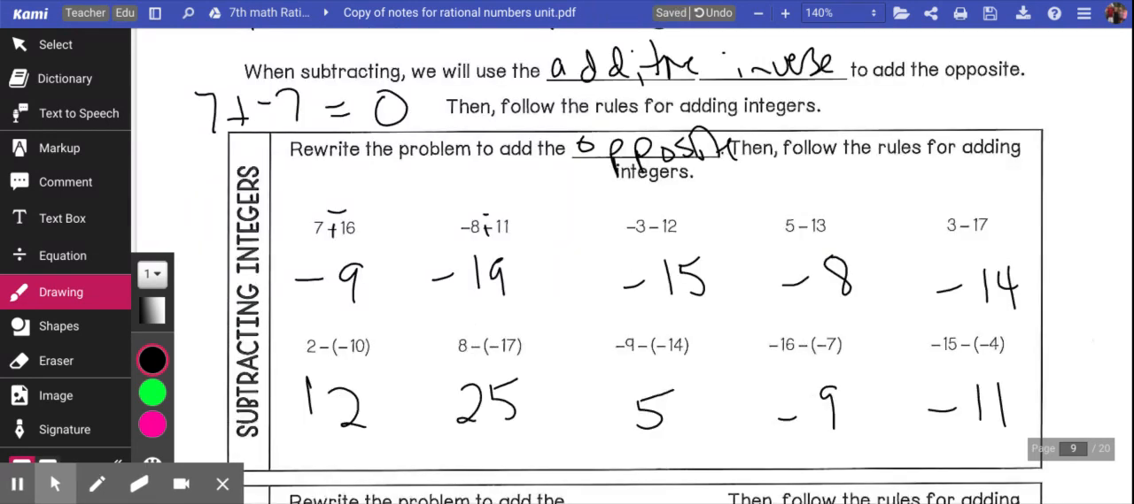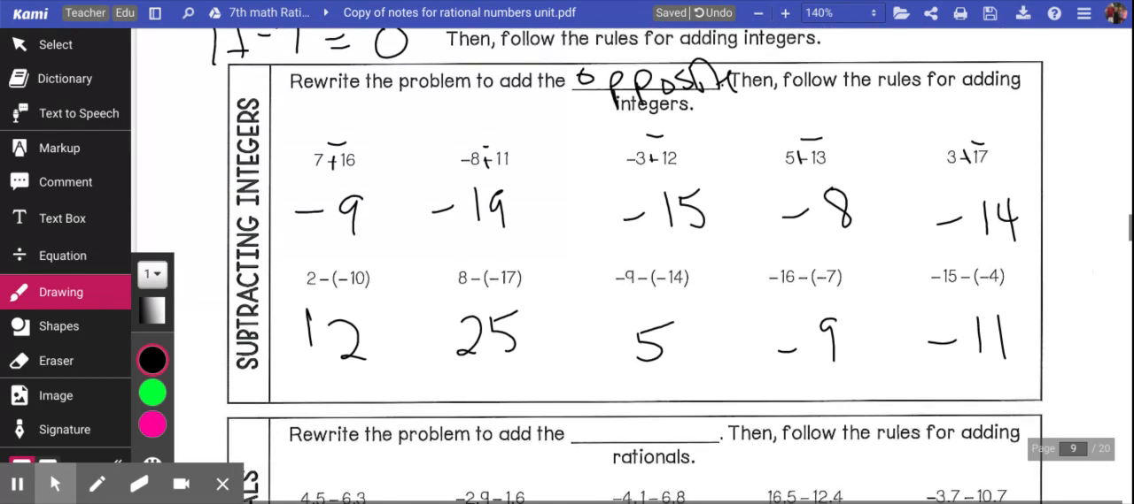Okay, so if you check your answers, we got -15 because we added the opposite there. Add the opposite here, -8. Add the opposite, -14. So then you follow the rules of addition. Down here, put a big plus sign there. It's 12. Plus sign there, 25. Add the opposite here, same thing, but now we have a -9 and a 14.